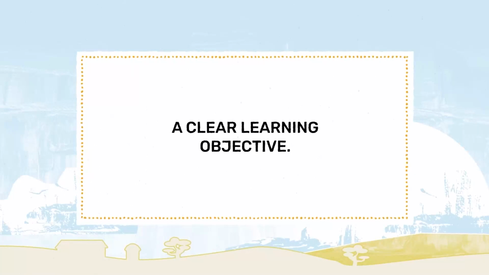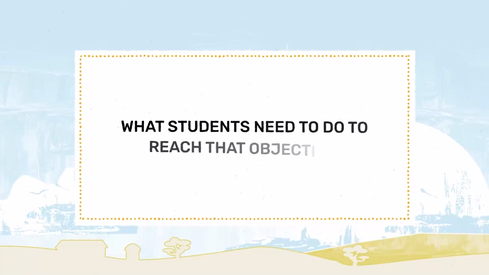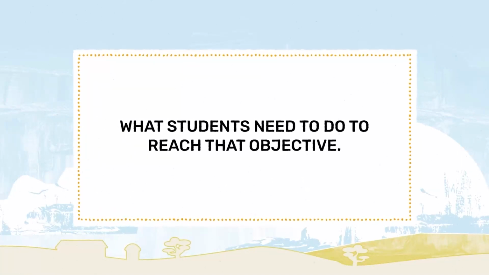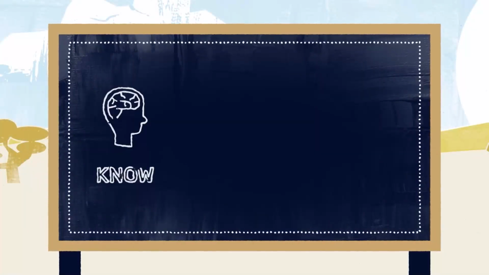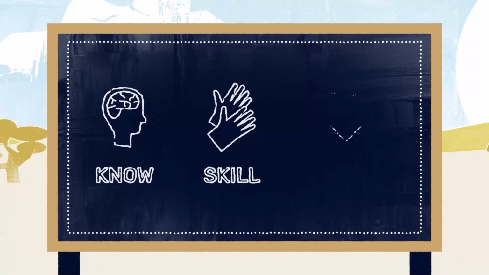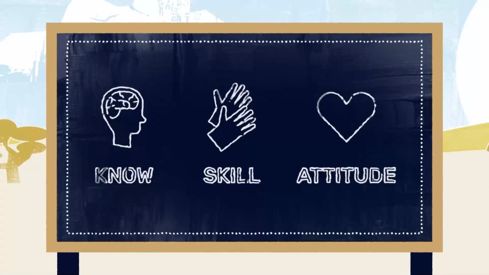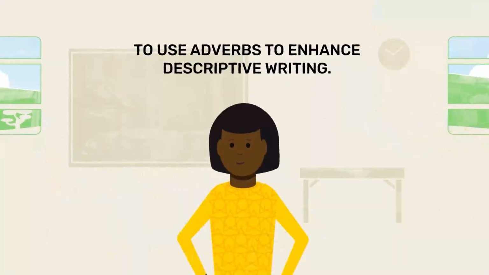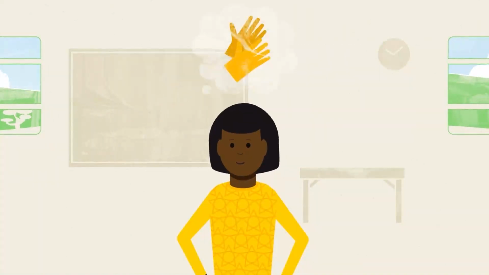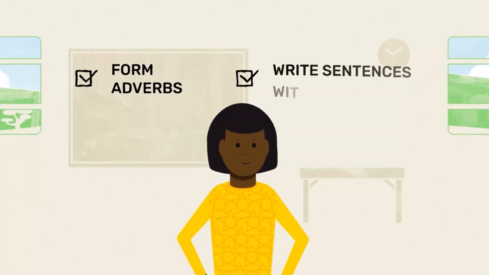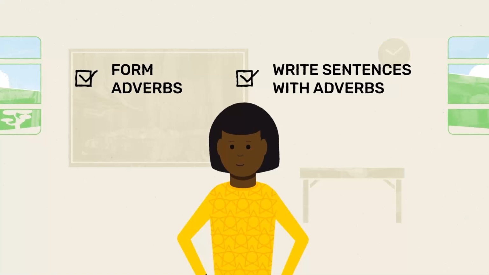First, you need a clear learning objective. Next, think about what students need to do to reach that objective. Do students need to know something, use a skill, or form an attitude? In Miriam's case, her objective requires students to do something. They need to form adverbs and write sentences with adverbs.